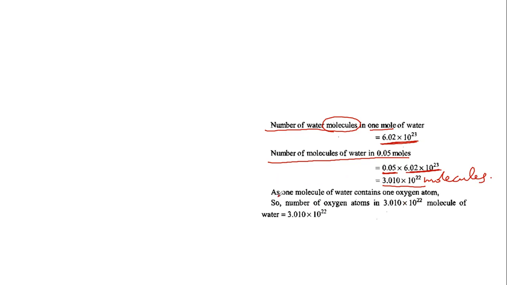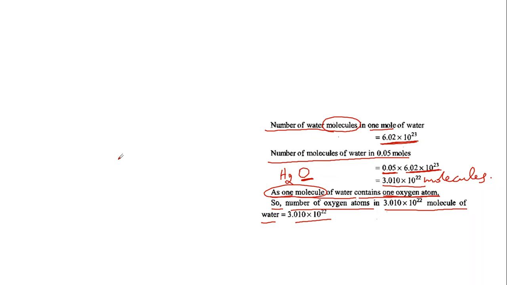Is that clear now? Next, as 1 molecule of water contains 1 oxygen atom. 1 molecule of water means H2O, right? In 1 molecule, there is 1 oxygen atom. Then these many molecules will contain the same number of atoms. So the number of oxygen atoms in these many molecules of water will be the same, because 1 molecule is equal to 1 atom.